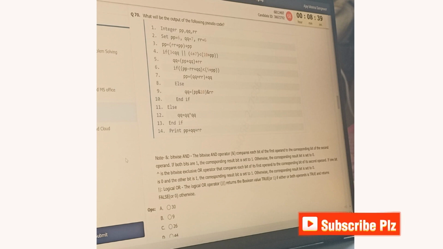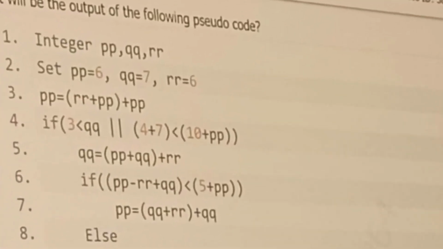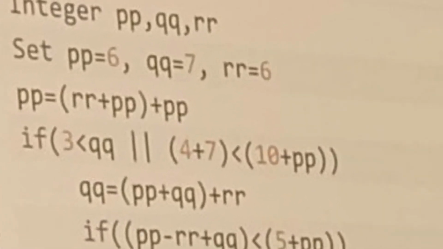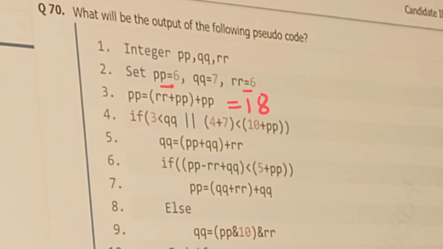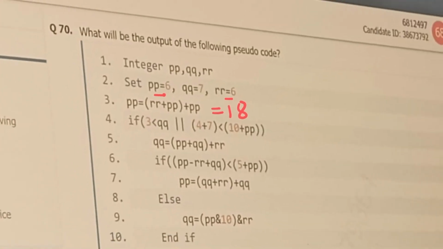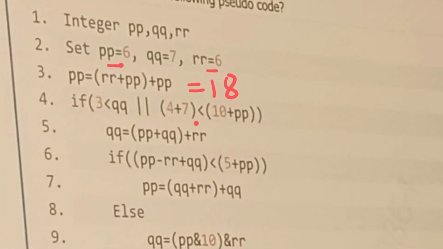Okay, so let's start solving the problem. I hope you already solved the problem. At first the values of p, q and r are initialized, and the value of p is re-initialized. So r plus p plus p, r plus p plus p, this becomes 12 plus p 6, so this becomes 18. So the value of p becomes 18. Then we are checking if 3 less than q or this, so we have to check. In case of the OR operation, as I have told, if one condition is true, then the whole statement is true. If both conditions are false, only in that case the whole statement is false.